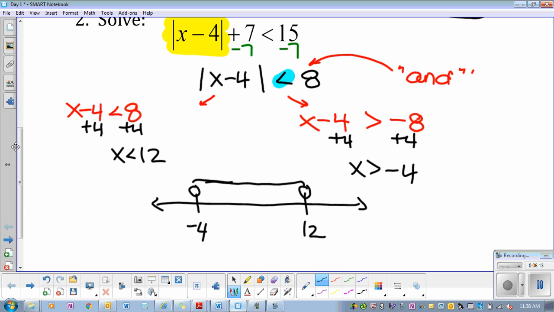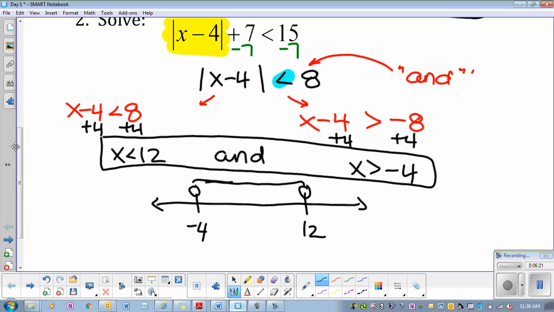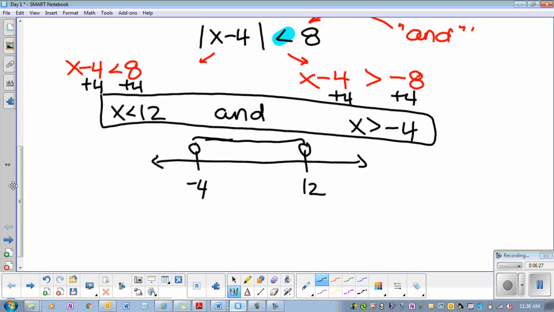Wait, so then how's it written? In the curly cues. If you want to write it in set builder notation, or if you want to write it in interval notation. So if you're doing set builder, you would say x such that x is less than 12 and x is greater than negative 4.